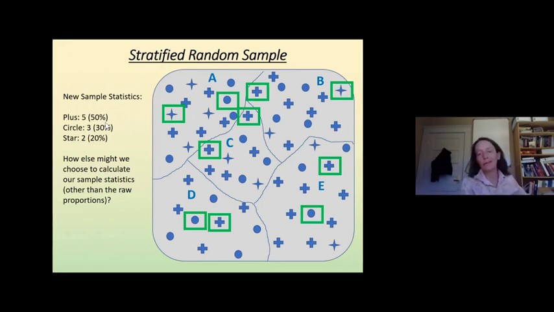Just like I said with spatial statistics, you could do a whole year of time series, a whole year of study. Sampling is the same thing. So then you could adjust for maybe land area or population, things like that, when you're pooling your proportions. But if we take an overall proportion, this would be our new sample statistic. We would just combine them all, 50% pluses, 30% circles, 20% stars. Those would be our statistics from our new stratified random sample. But again, we could do some weighting depending on if there are differences in those strata that we need to account for.